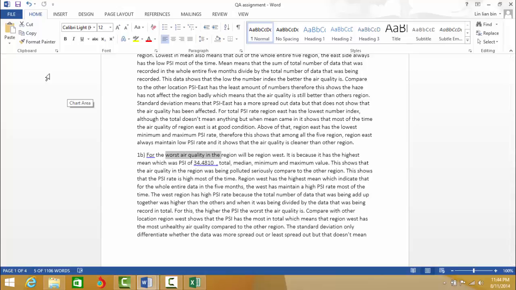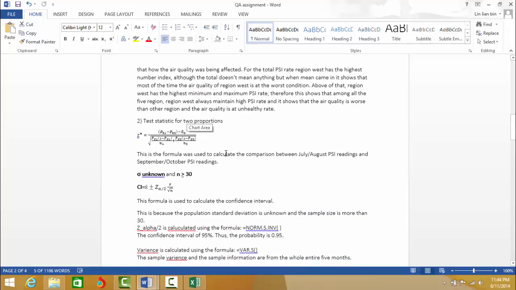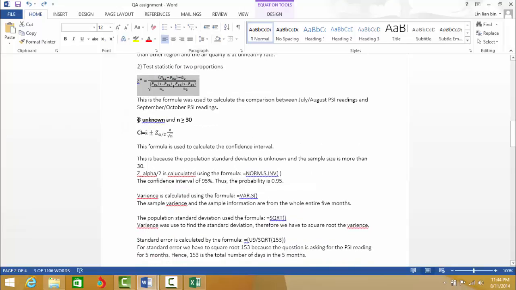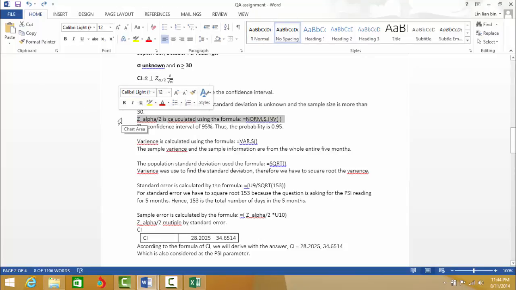Okay, so for the next question, I'll proceed on to question 2, which is the test statistic of the two proportions. For the test statistic, we have to use this equation, and this is the formula to calculate the comparison between July and August PSI readings and September-October PSI readings. The mu value is unknown, and n is bigger than or equal to 30. We use this to calculate the confidence interval, because the population standard deviation is unknown and the sample size is more than 30. Therefore, this formula will help us calculate the confidence interval.